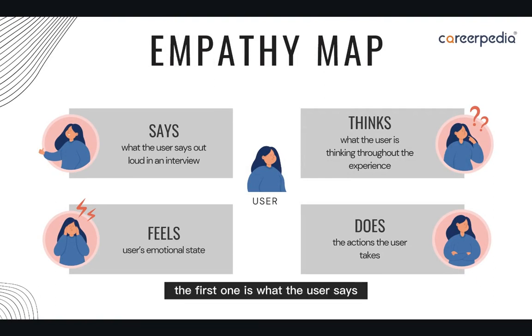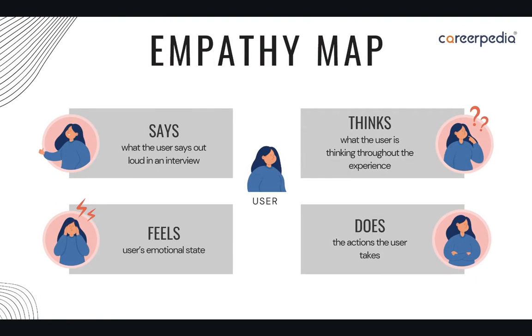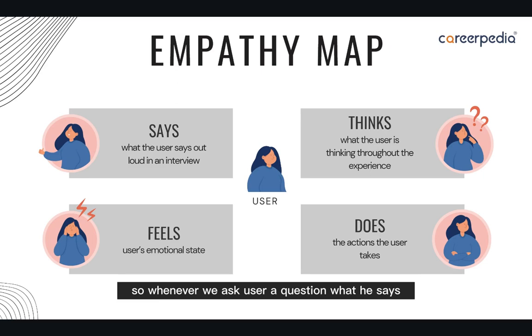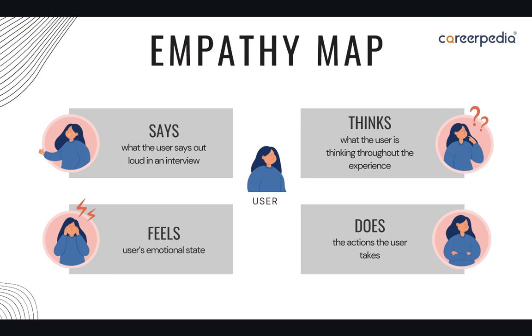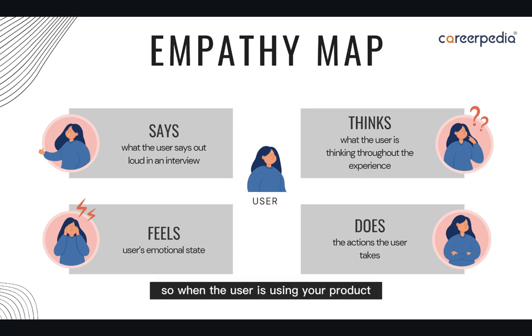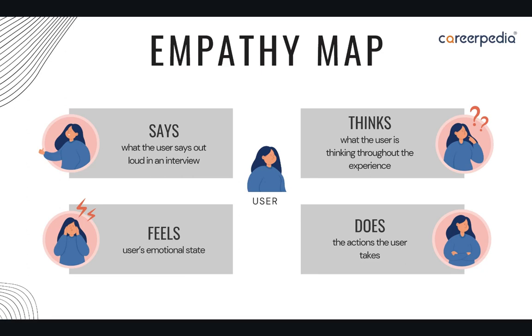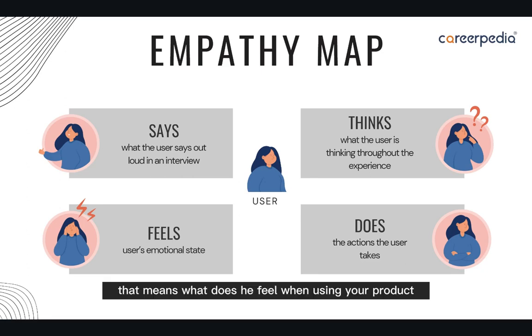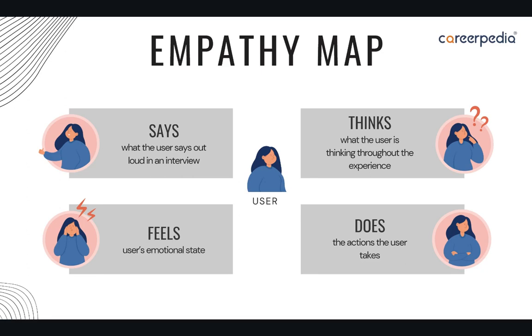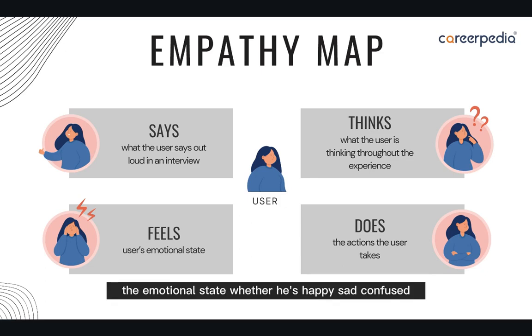The first one is what the user says. So whenever we ask the user a question, what he or she says. The next one is what he thinks. So when the user is using your product, what he thinks throughout the experience. Next one is what he feels. That means what does he feel when using your product? The emotional state, whether he's happy, sad, confused.